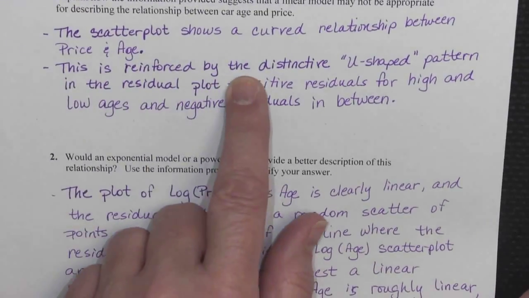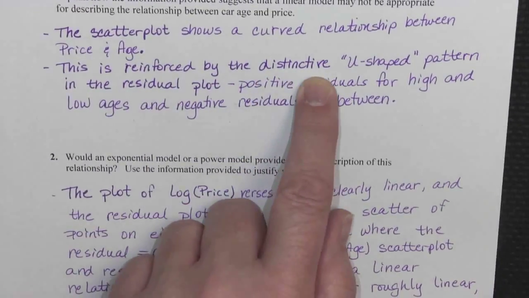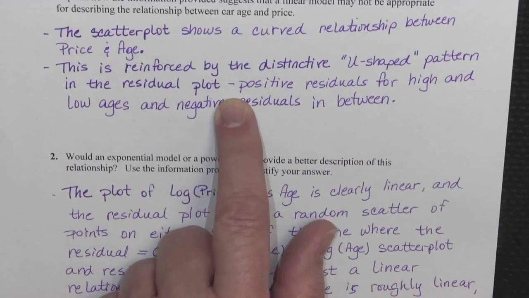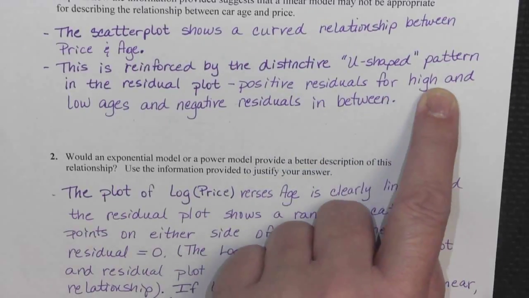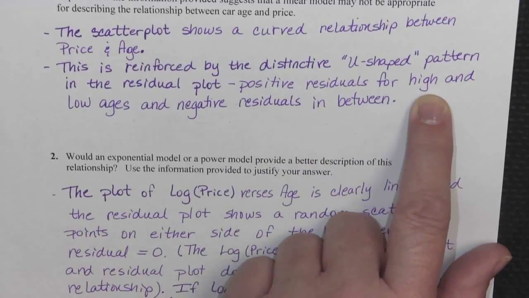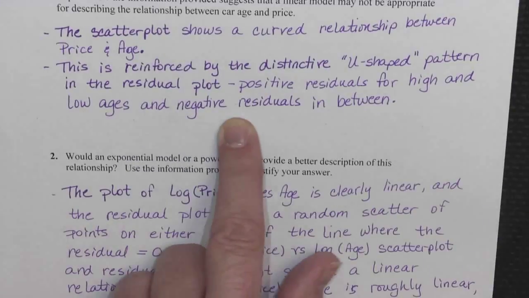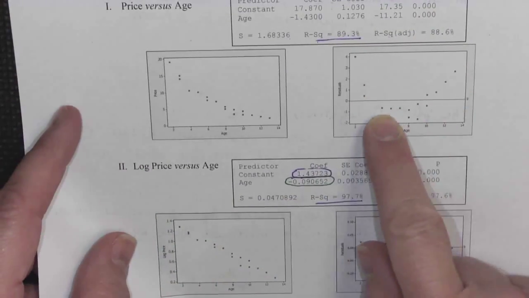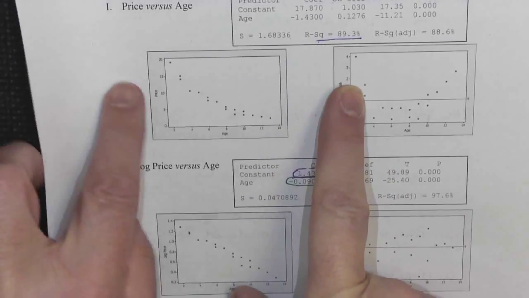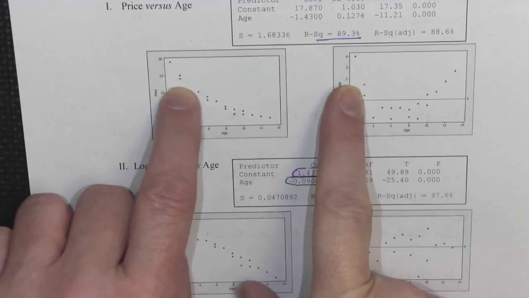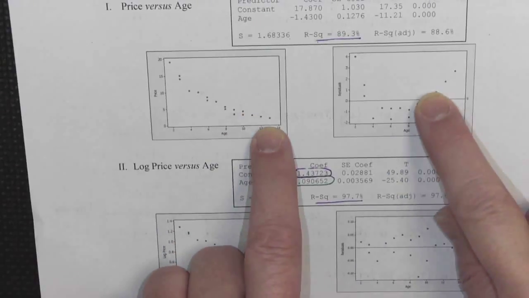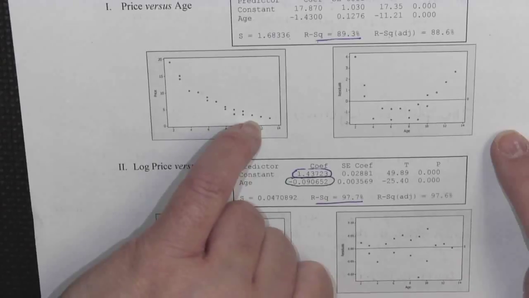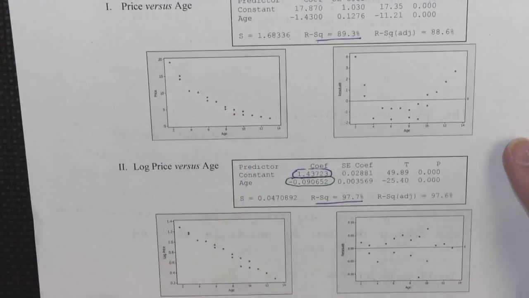This is reinforced by the distinctive U-shaped pattern in the residual plot: positive residuals for high and low ages, and negative residuals in between. And you can see that right here. See that nice U shape right there? So positive residuals for this high stuff, negative residuals for the in-between, and positive residuals again for the low, because your linear regression would run somewhere in between, and these would have positive residuals.